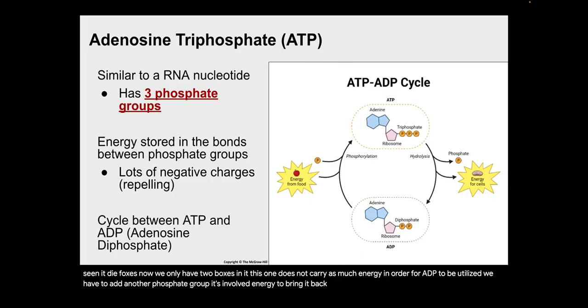But the big picture is that ATP is not really used up. It's just part of this cycle. ATP, to ADP, to ATP, to ADP. It just cycles. Those 3 phosphate groups are really key.